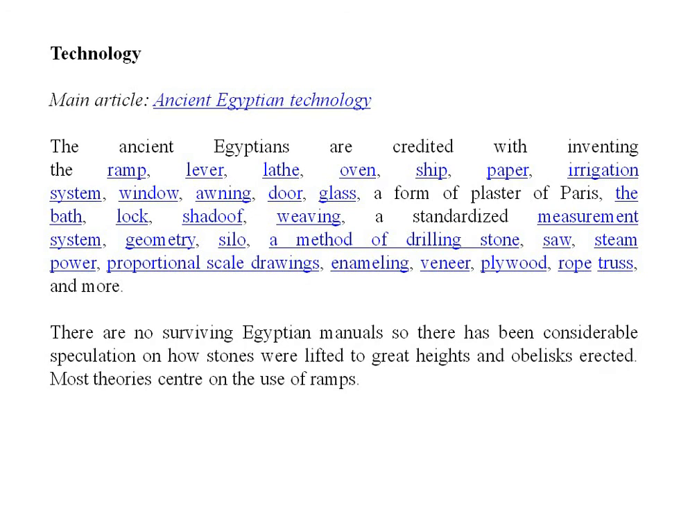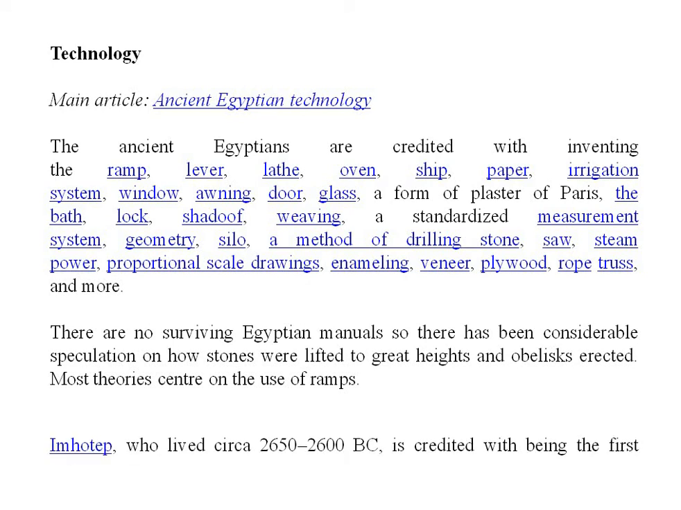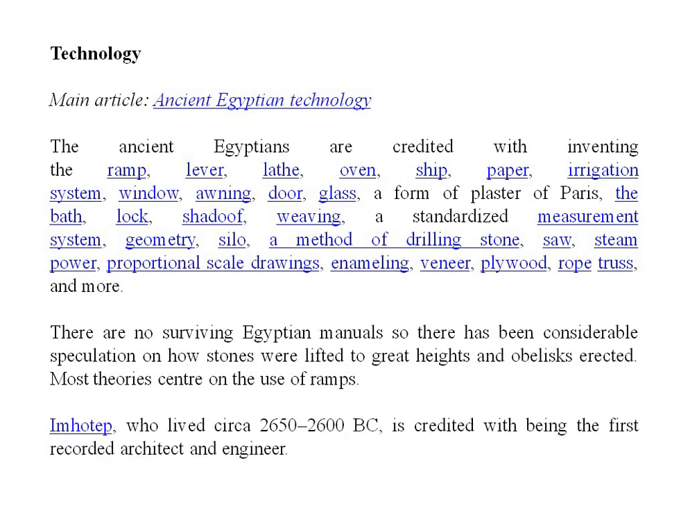There are no surviving Egyptian manuals, so there has been considerable speculation on how stones were lifted to great heights and obelisks erected. Most theories center on the use of ramps. Imhotep, who lived circa 2650 to 2600 BC, is credited with being the first recorded architect and engineer.